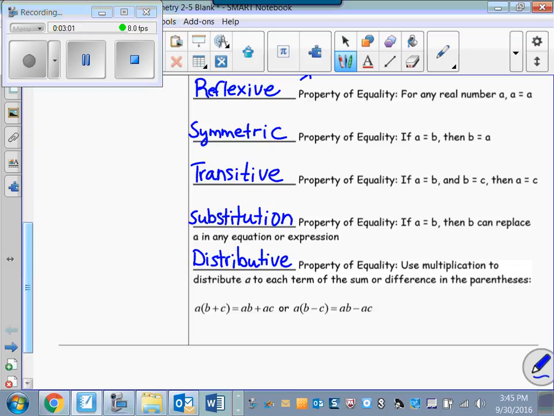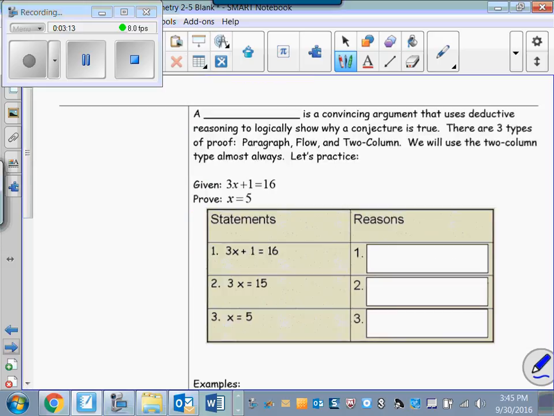These properties will oftentimes be reasons in your proofs, so you must memorize them. You have to know what each one says. Make a flashcard for every single one of them. Okay, so we're going to hop right in and we're going to do a proof.